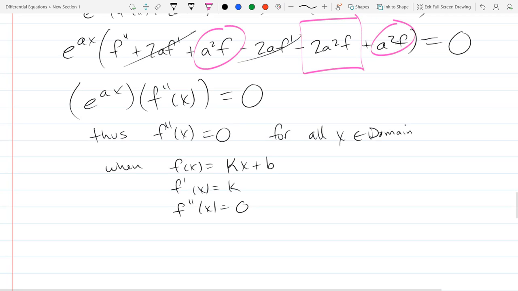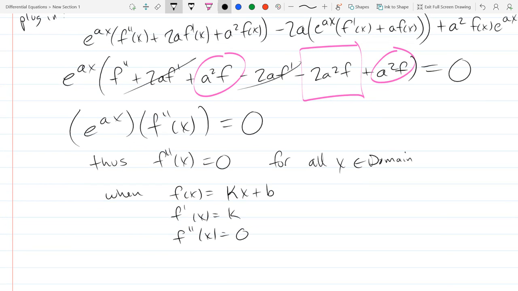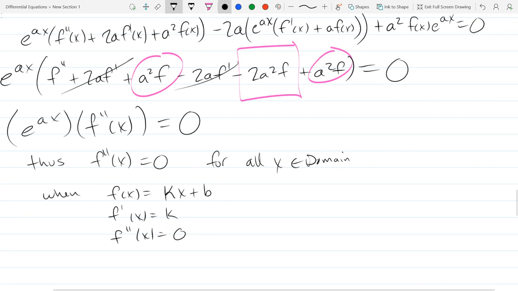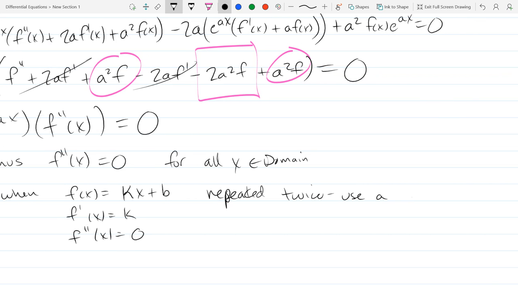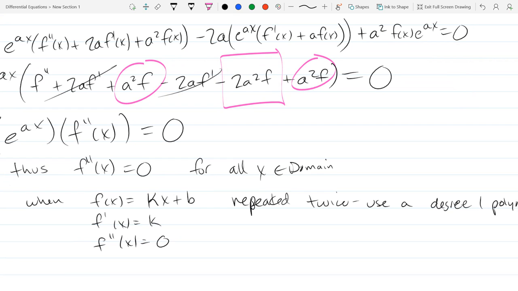So if it's repeated twice, you can use a linear function as your coefficient. Use a degree one polynomial. And if it's repeated once, which is probably not worth saying the word repeated, but this analogy works if it's only appearing one time, you're using a degree zero polynomial. What does a degree zero polynomial look like? Constant, which is what we used already. So technically this works for constants as well.